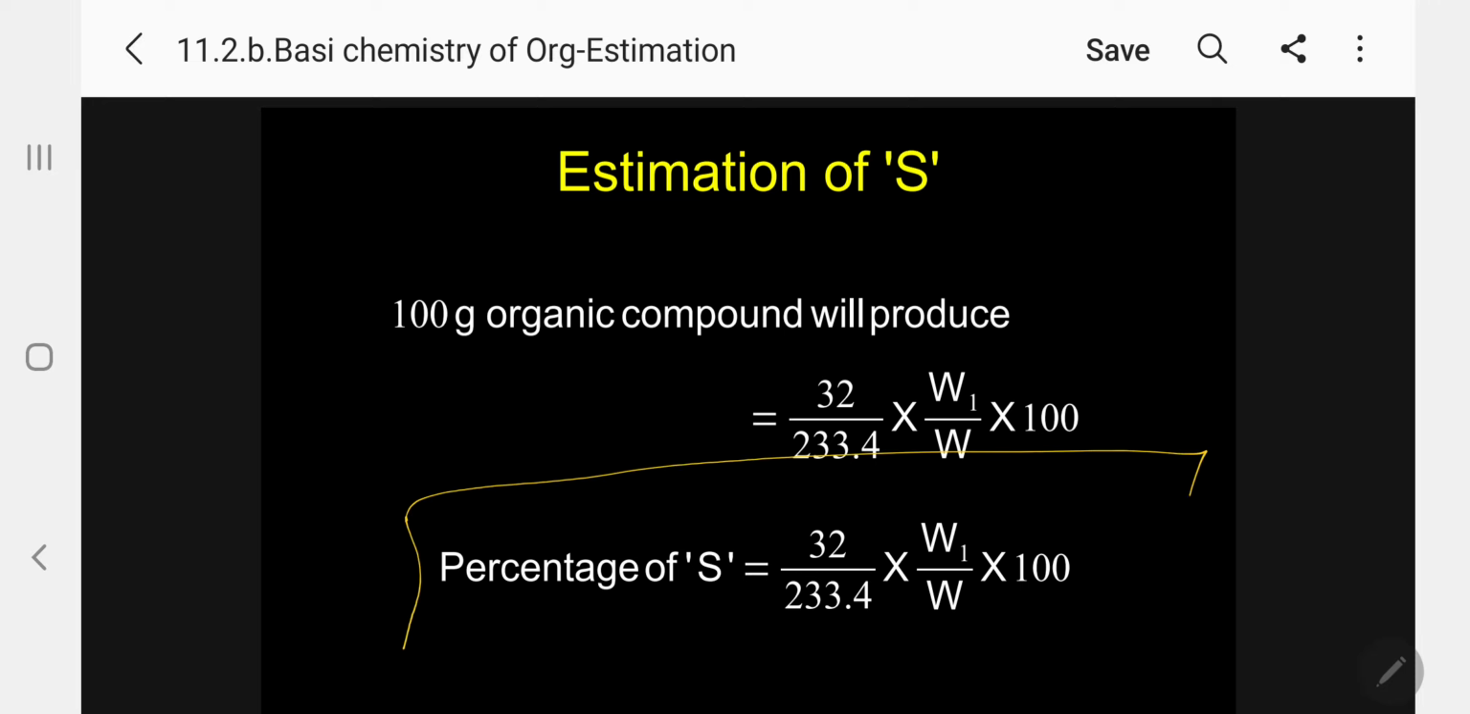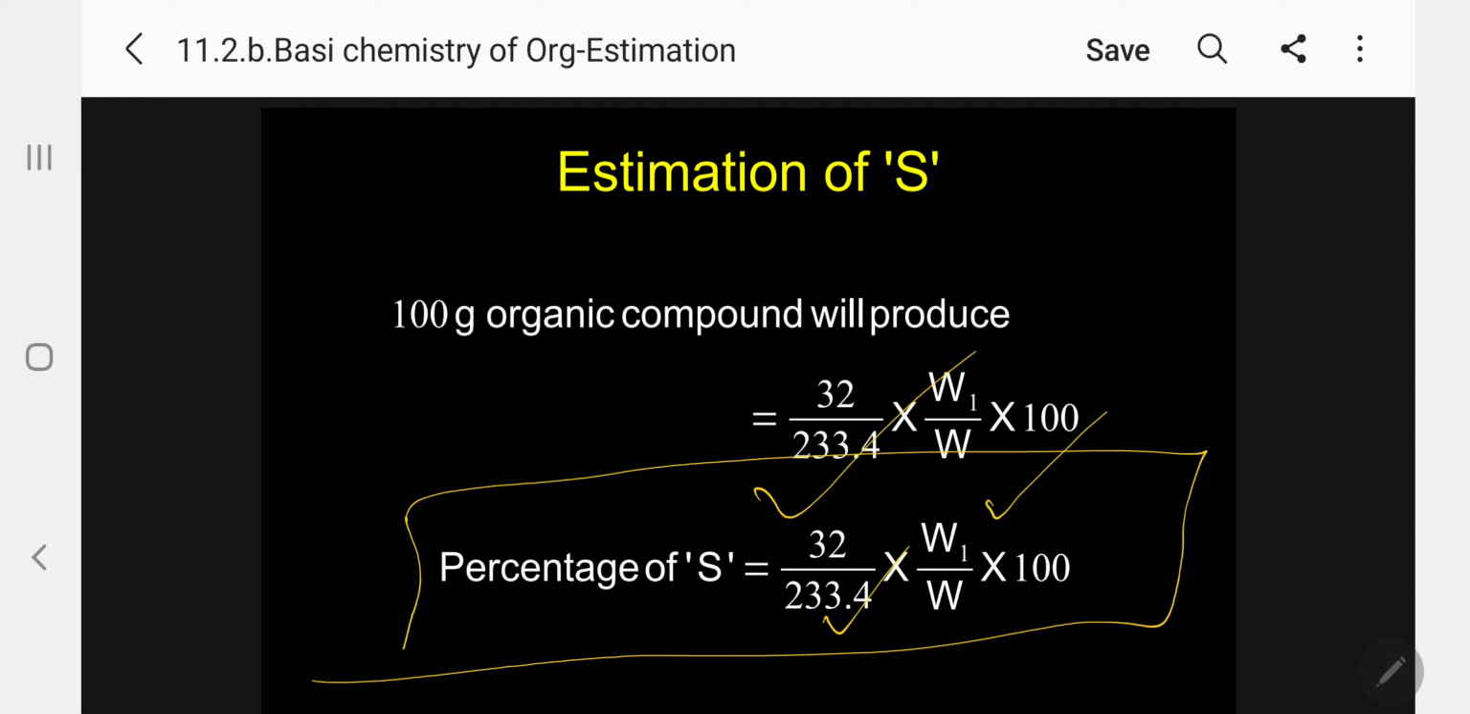Finally, I will write the percentage of sulfur is equal to atomic weight of any element. Please follow, this is applicable for all, even halogens; you can use the same formula. I am giving you some hint here. In this case, 32 for sulfur, 32 by molecular weight of barium sulfate, into W1, the amount of barium sulfate formed, divided by the weight of organic compound used, into 100 will give the percentage of sulfur. So I am estimating the percentage of sulfur in the form of barium sulfate.